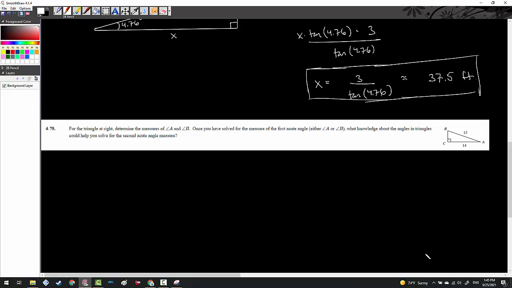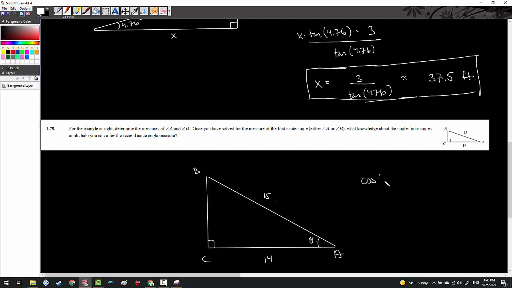So I'm going to go ahead and choose an arbitrary angle. I'll just choose A, just to keep things alphabetical. And then from there, I think you all know what we're going to do to solve for the second angle here. This is 14 and this is 15. I'm going to arbitrarily call that angle theta. From this theta's perspective, I'm going to have an adjacent side and a hypotenuse. Well, angle, adjacent, hypotenuse sounds like cosine. So the way I set up the equation, it's going to be cosine of theta is equal to 14 over 15.